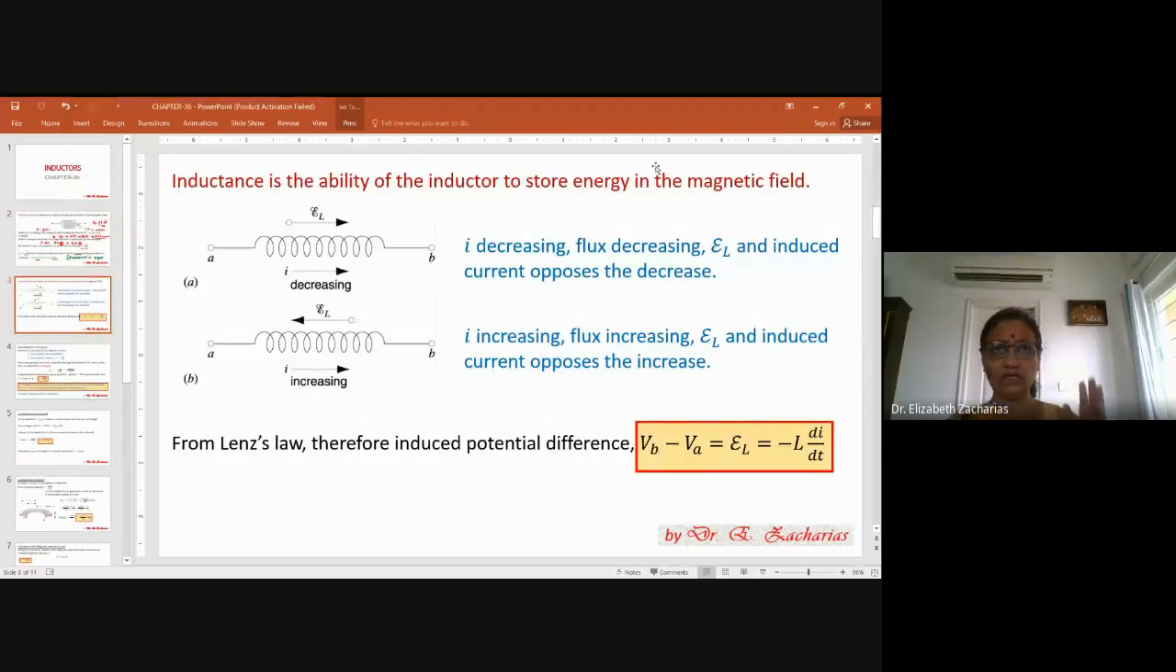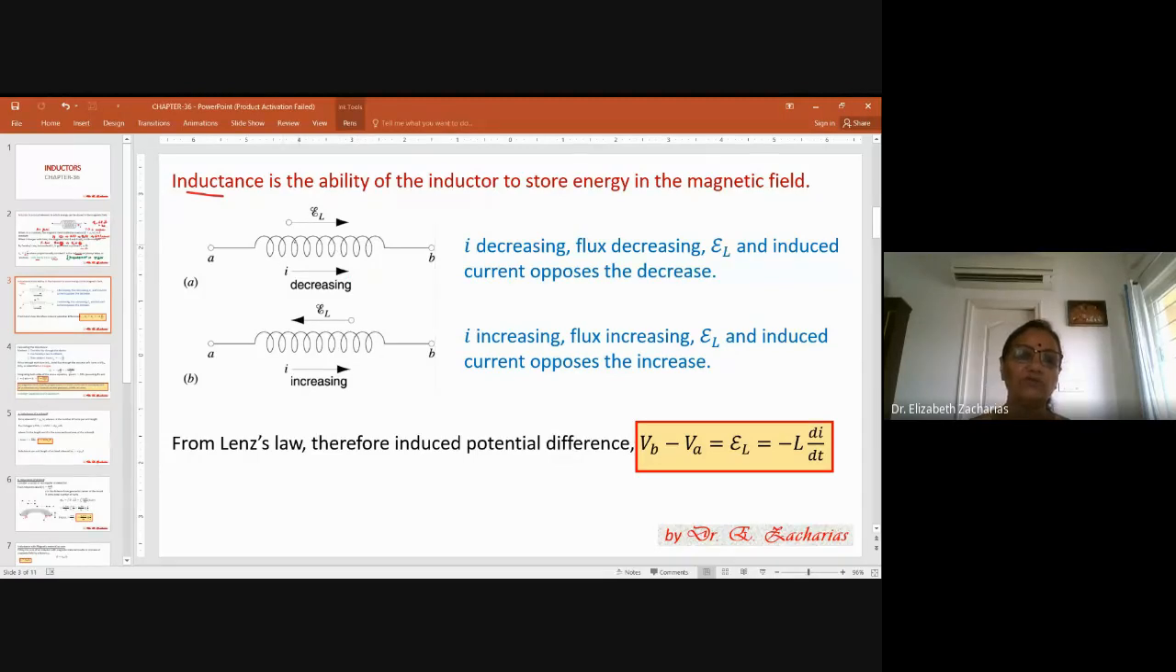Now, this EMF is going to give rise to an induced current, in which direction? That's the next question. For that, we have to go to Lenz's law. Before that, I also want to tell you what inductance is. The inductance value, if I say 9 millihenry or 3 millihenry, actually denotes the ability of the inductor to store energy in the magnetic field.